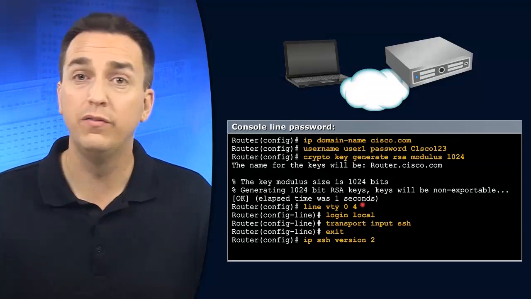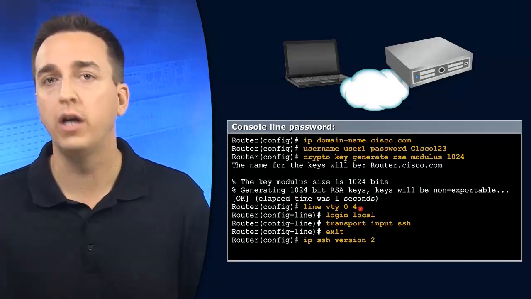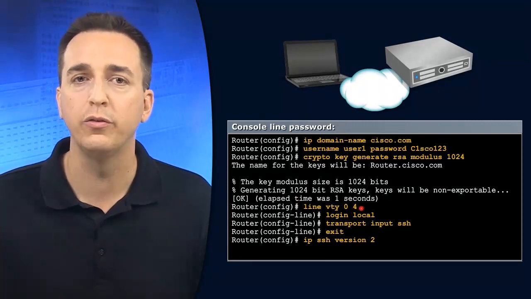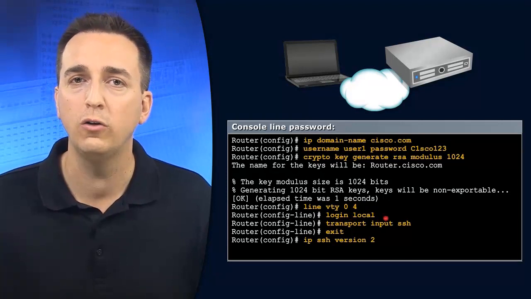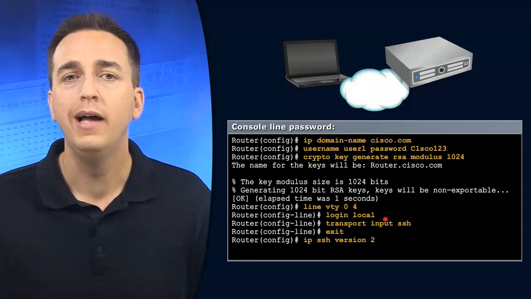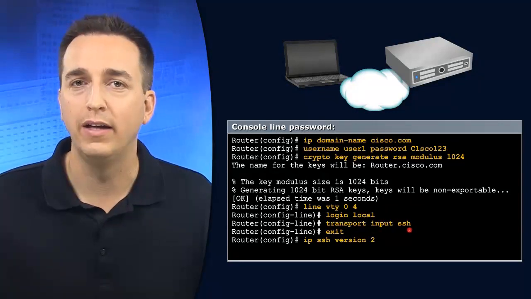Now, with our VTY lines, we'll have to adjust how we are performing our authentication in this case. So with our VTY lines, 0 through 4, instead of just saying login, we're going to say login local. Why? Local says use the local username and password database for authentication purposes. And we want to shut off Telnet. So how do we do that?